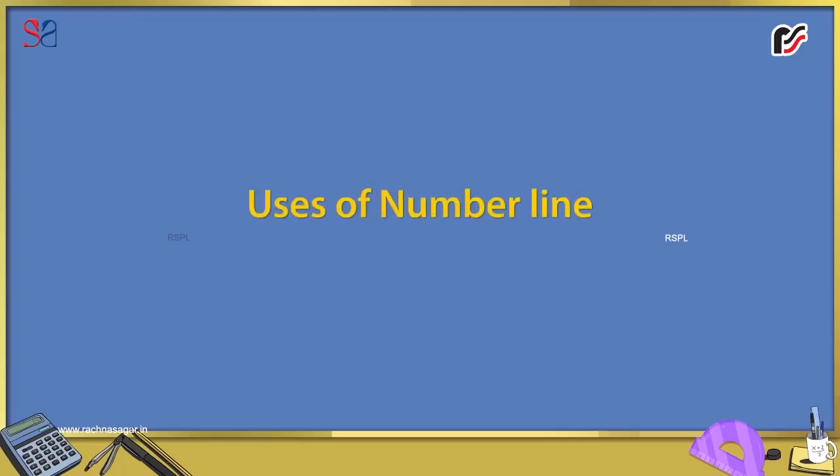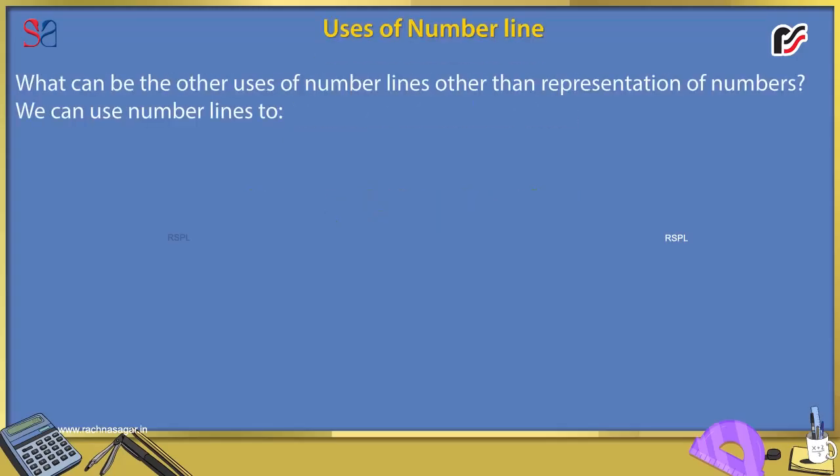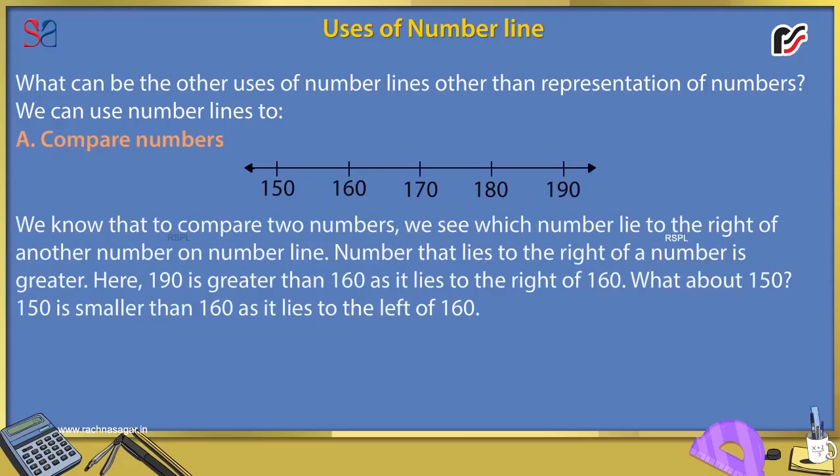Uses of number line. What can be the other uses of number lines other than representation of numbers? We can use number lines to A. Compare numbers. We know that to compare two numbers, we see which number lies to the right of another number on number line. Number that lies to the right of a number is greater. Here, 190 is greater than 160 as it lies to the right of 160. What about 150? 150 is smaller than 160 as it lies to the left of 160.